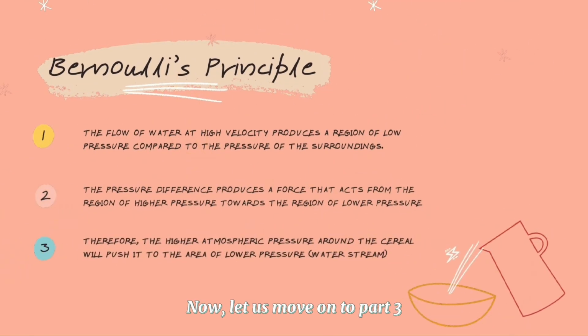Now, let us move on to part 3. Bernoulli's principle has stated that when the velocity of a fluid increases, the pressure in the fluid decreases, and vice versa. The activity that we are about to conduct today will show you how the flow of water at high velocity produces a region of low pressure compared to the pressure of the surroundings. The pressure difference produces a force that acts from the region of higher pressure towards the region of lower pressure. Therefore, the higher atmospheric pressure around the cereal will push it to the area of lower pressure, which is towards the stream of water.